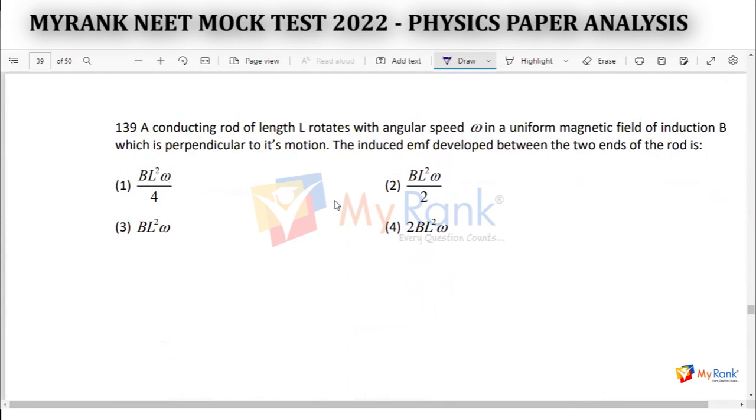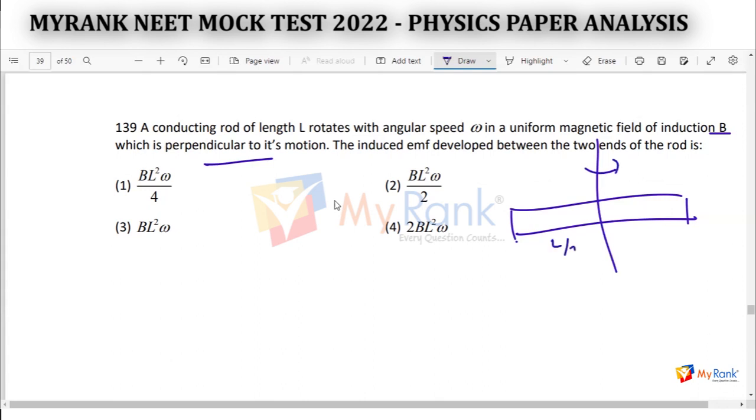The conducting rod of length L rotates with angular speed. Suppose this is the rod, students, in a uniform field B, which is perpendicular to its motion. So like this, it is moving. This is L by 2 distance, this is L by 2 distance. The total distance is L, because it's saying L is the total length. Induced EMF will be developed. Induced EMF is nothing but motional EMF, students.